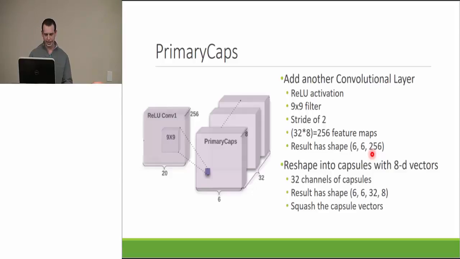Then we reshape these into actual capsules, right? Because currently we have scalar activations, we want vector activations. So we reshape it into capsules, so we have 32 channels of 8 dimensional capsules. And then we squash each of these 8 dimensional vectors. This is important, we need to understand these numbers. Any question on this one?